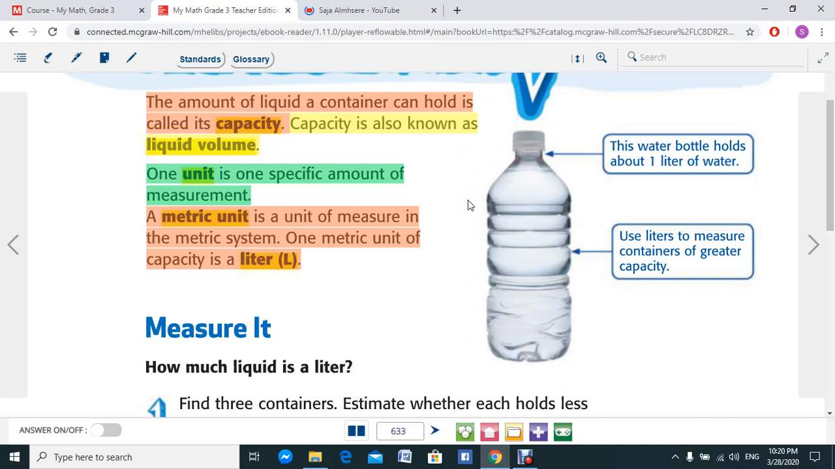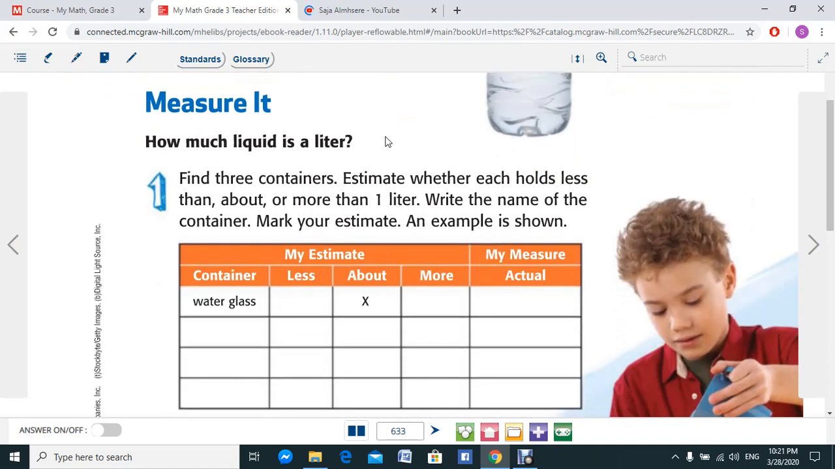We talked about something we call a unit. What is a unit? It is a specific amount of measurement. For example, the length unit is a meter. The capacity unit is liter. Okay, liter is a metric unit. It means it is included in the metric system of units.